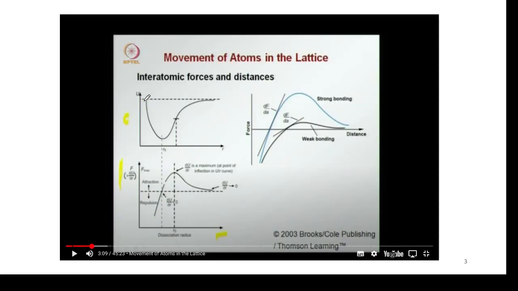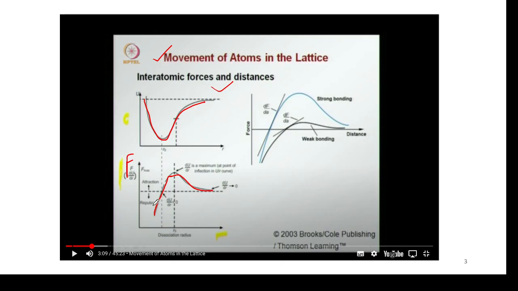Okay, so let me start with the overview about the movement of atoms in the lattice. As you can see here, the interatomic forces and distance. In the first lecture we studied the Condon-Morse diagram, which simply states the energy versus distance diagram. You can see it here. When we differentiate it with the distance, the energy, we get a force. After differentiation of this curve, we will get a curve like this, as you can see here.